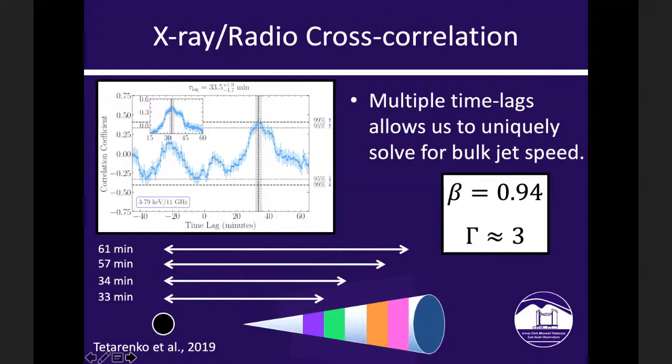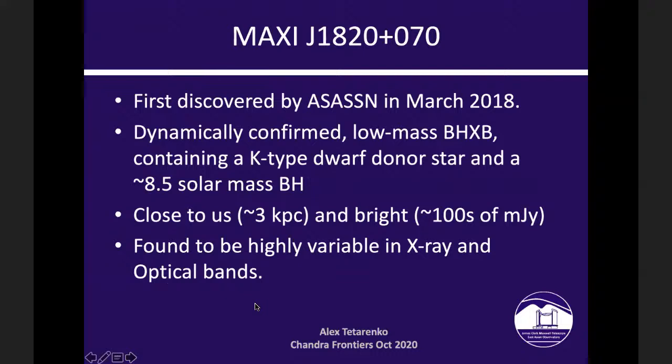And an opportunity to do this actually came back in March 2018 during the outburst of MAXI J1820+070. And so this system was first discovered as an optical transient by ASAS-SN and has since been dynamically confirmed as a black hole system. And it's an ideal target for these kind of spectral timing experiments, because right now we have a good parallax distance to this system. This thing was super bright, so we're talking hundreds of millijanskys in the radio and the submillimeter.